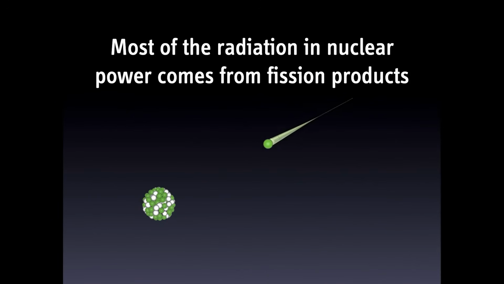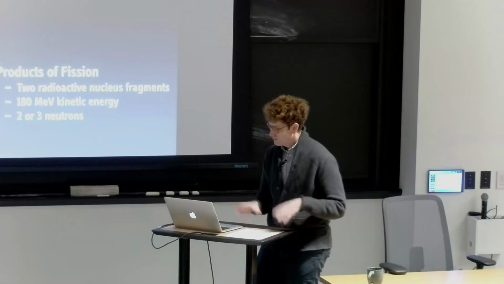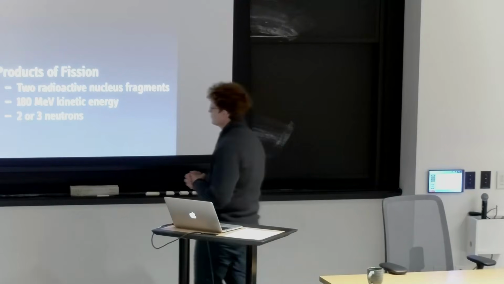All right, so next week, when we do the calculation, we're not going to be interested in naturally occurring stuff. We're going to be interested in radiation that comes from nuclear reactors, and most of that comes from fission.